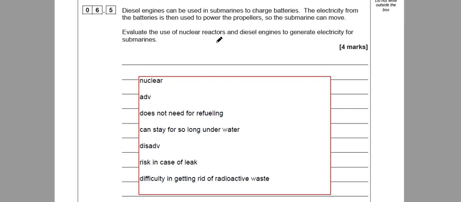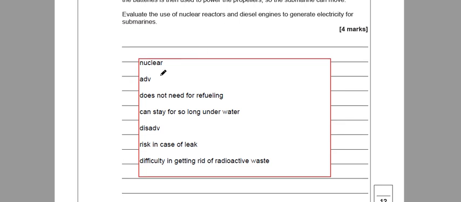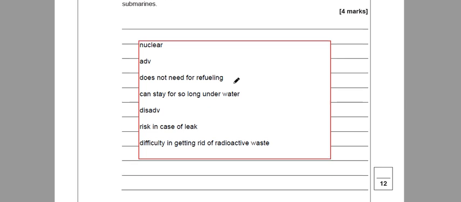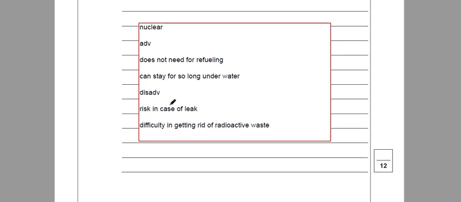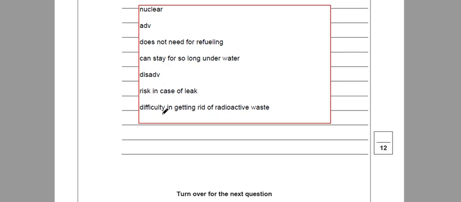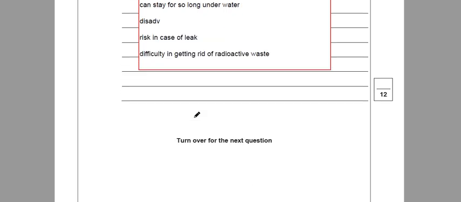Evaluate the use of a nuclear reactor and a diesel engine to generate electricity for a submarine. So for nuclear, it is advantageous because it doesn't need refueling and can stay for so long under water, but the disadvantage is it has a risk in case of a leak, and there is a difficulty in getting rid of radioactive waste.